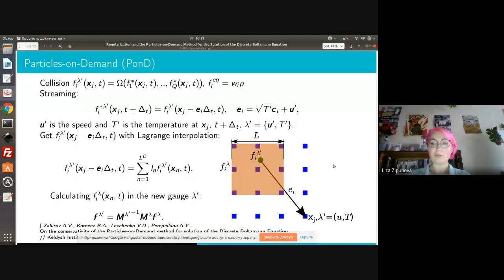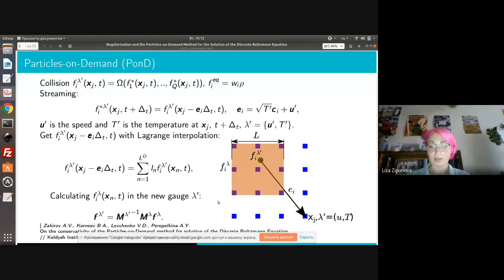For interpolation, we have to convert discrete distribution functions from one gauge to a new gauge lambda bar for all template points. So we need to convert and multiply matrices a number of times, which causes a number of problems. So we developed an alternative method for gauge transformation in particles on demand.